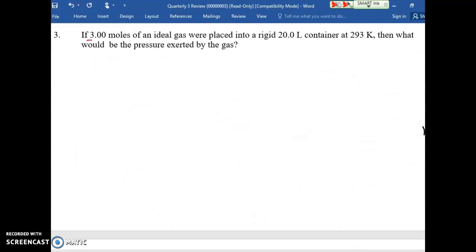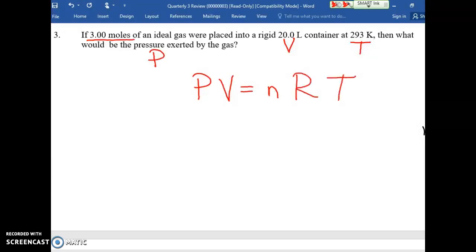Number 3. 3 moles of an ideal gas. They give us the volume, 20 liters, a temperature of 293 K. They want to solve for pressure. Therefore, the only equation I could use to possibly solve this is PV equals nRT.